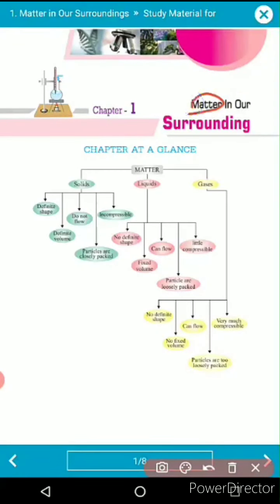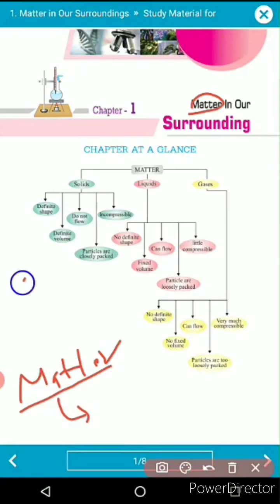The definition of matter: matter means material. Matter is anything which occupies space. For example, suppose you are going to fill water in a glass. Water requires some space. So in the glass, what is the matter? The matter is water. Matter is anything which occupies a space.